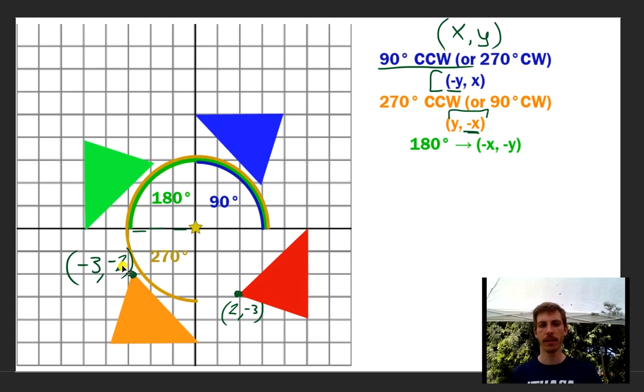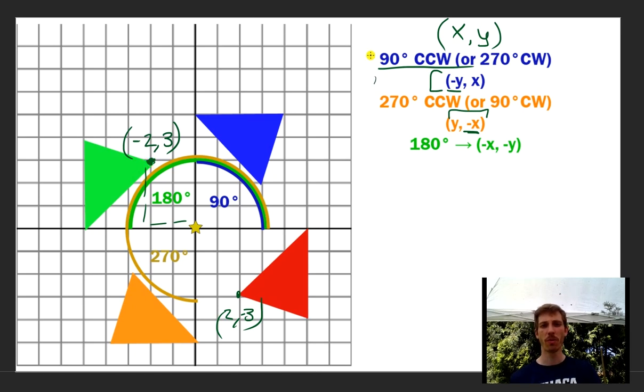180 degrees, we're going to make it a little bit easier. You're not going to switch your x and your y values. What we are going to do is we're going to make them both negative. And we would read that as opposite of x, opposite of y. So we got our point here is 2, negative 3, and our corresponding point right here should be a negative 2, positive 3. And it is in fact negative 2, positive 3.